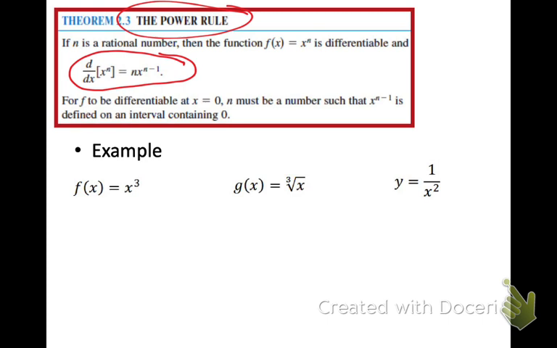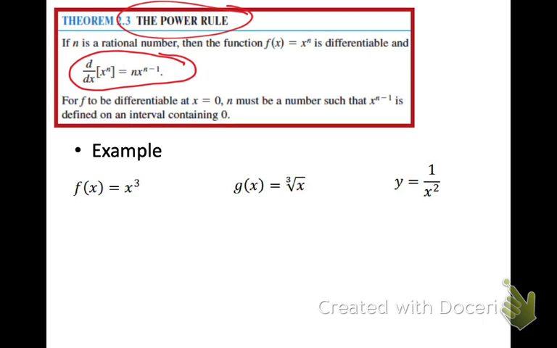Again, everything in a red box is directly out of your book. And the reason I'm doing this is I want you to know that those are the things. Okay? And it just says at the bottom that it must be defined. Well, duh, right? You ready for the examples?